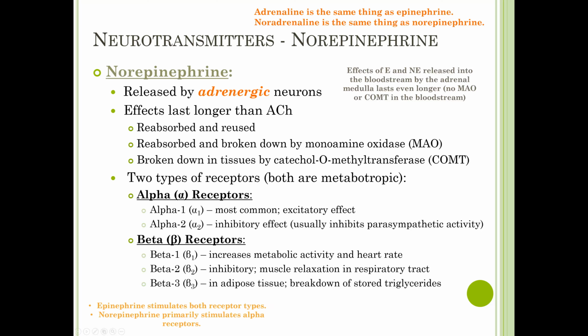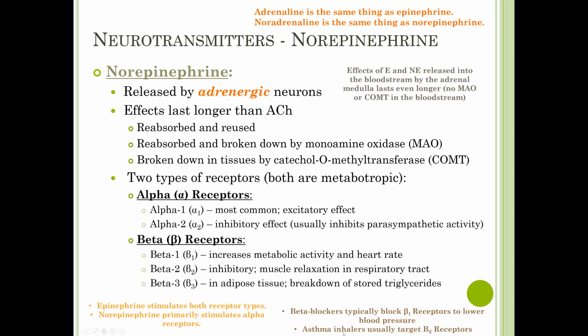Note that epinephrine can stimulate both alpha and beta receptors, whereas norepinephrine primarily stimulates alpha receptors. You may have heard of a drug called a beta blocker. Beta blockers typically block the beta 1 receptors, although there are some beta blockers that can block B2 or B3. But typically the beta blockers block beta 1, and they're given to patients to lower their blood pressure. If beta 1 increases heart rate and blood pressure, blocking it will lower the heart rate and blood pressure. Beta blockers are also given to treat anxiety, but we don't know the mechanism behind how that works yet.